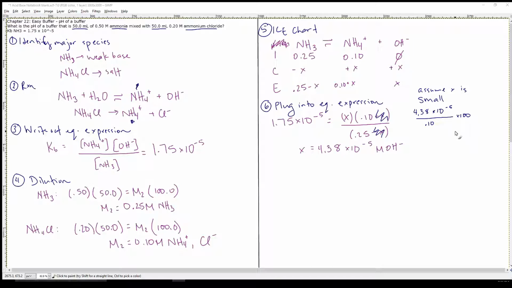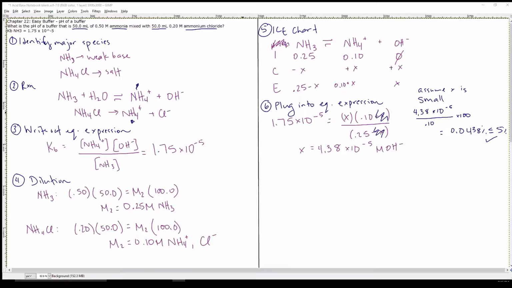All right, let's plug that in. 4.38 times 10 to the negative 5 divided by 0.1 times 100. It's still a very small number, so we will be good. This is equal to 0.0438%, which is less than 5%. So that's good. Excellent.